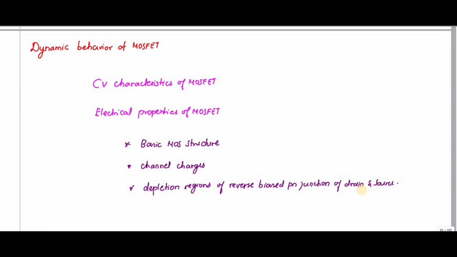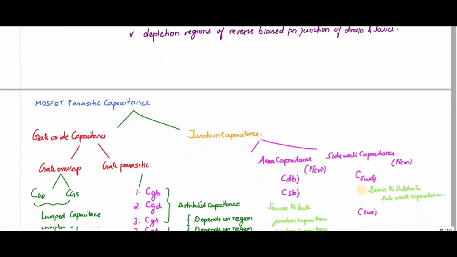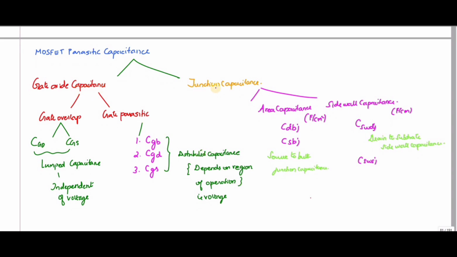Here all the capacitances are non-linear and vary with the applied voltage, so the analysis may be a little bit tougher. Okay. So based on this, I'm going to classify the MOSFET parasitic capacitance as gate oxide capacitance and also the junction capacitance. The gate oxide capacitance is of two types. One is gate overlap capacitance and the other is gate parasitic capacitance.